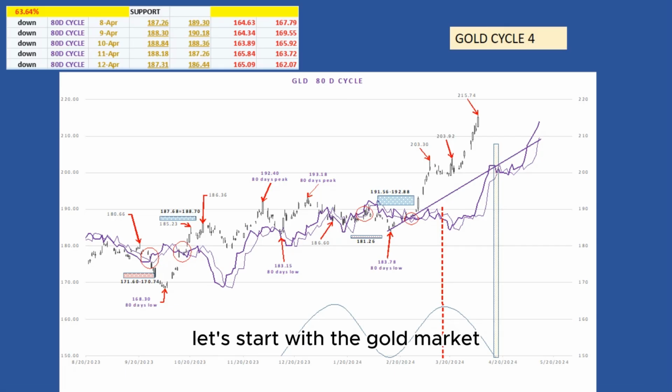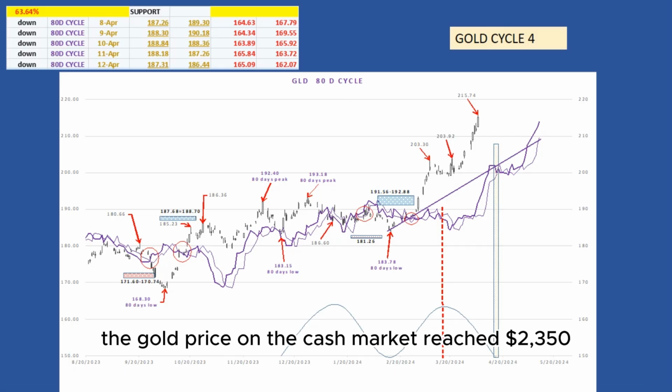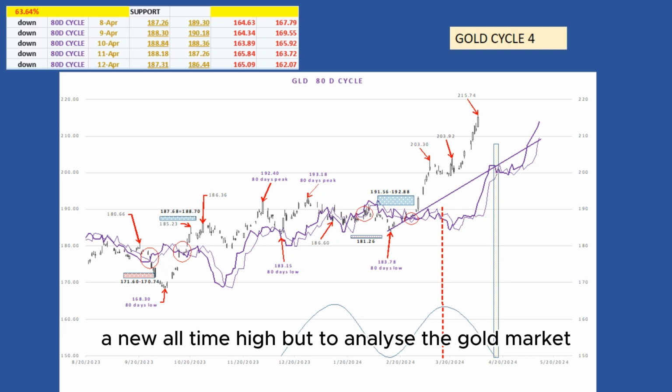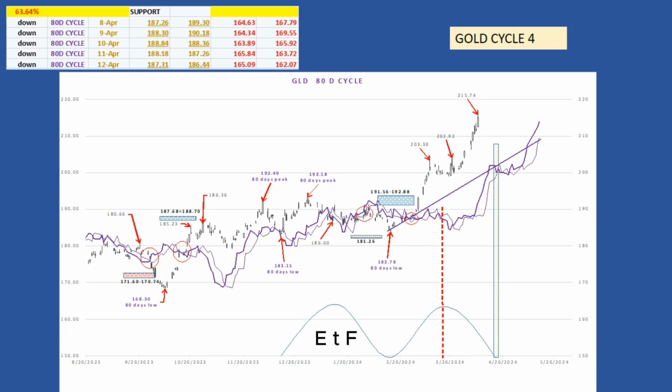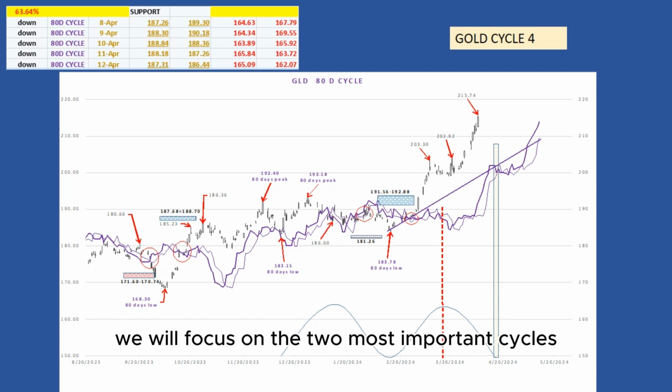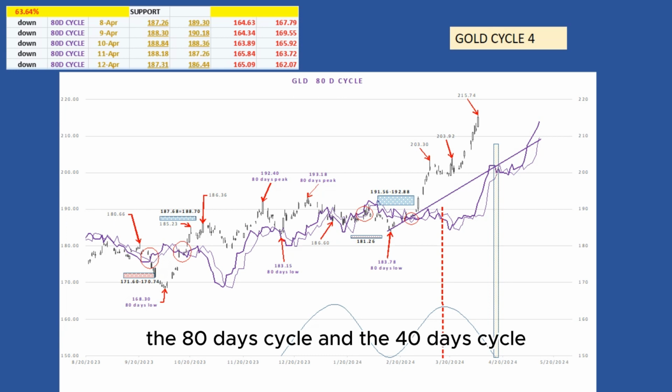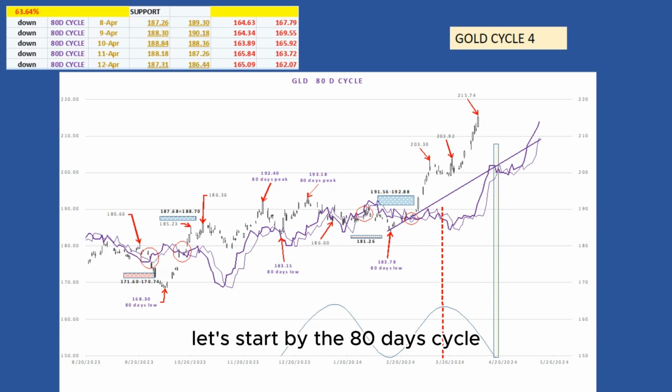Let's start with the gold market. The gold price on the cash market reached $2,350 on April 5, a new all-time high, but to analyze the gold market, I will use the GLD ETF. This week we will focus on the two most important cycles we expect to make a peak: the 80-day cycle and the 40-day cycle. Let's start with the 80-day cycle.